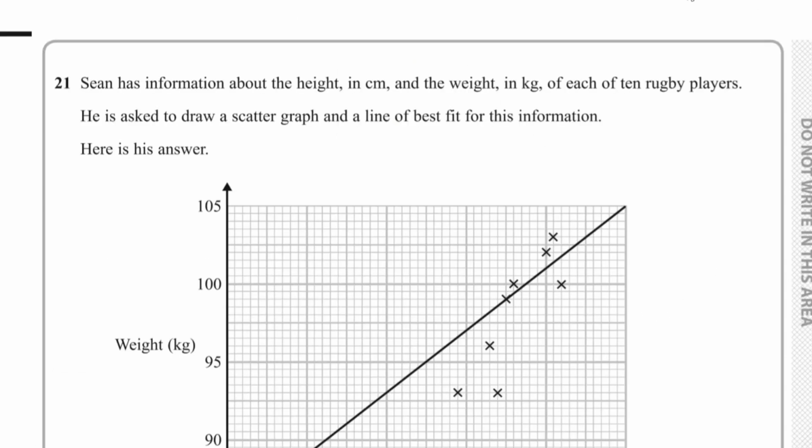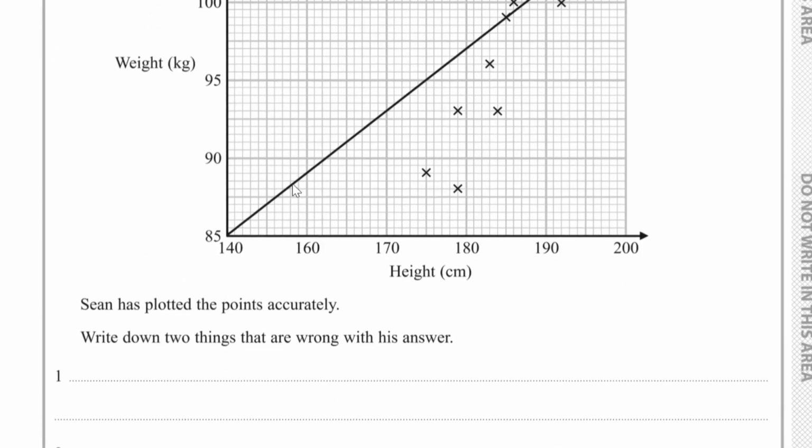Question number 21. Sean has information about the height in centimeters and the weight in kilograms of each of 10 rugby players. He is asked to draw a scatter graph and a line of best fit for this information. Here's his answer, and Sean plots all the points accurately. We have to write 2 things wrong with the answer.